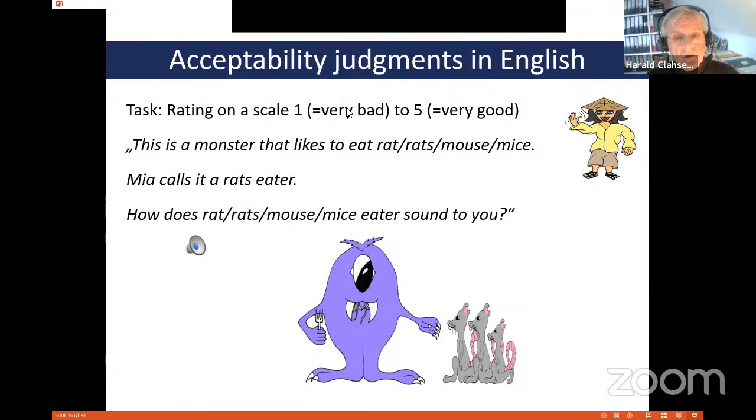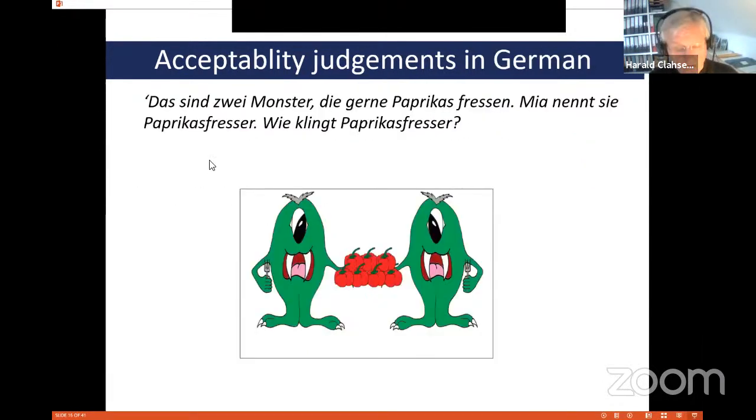So this is the German version. It's basically the same. Is it Paprikasfresser and Paprikafresser? Okay.